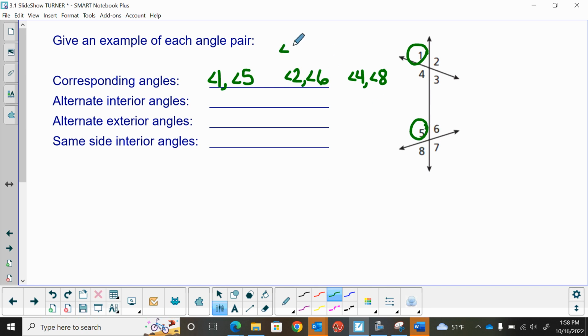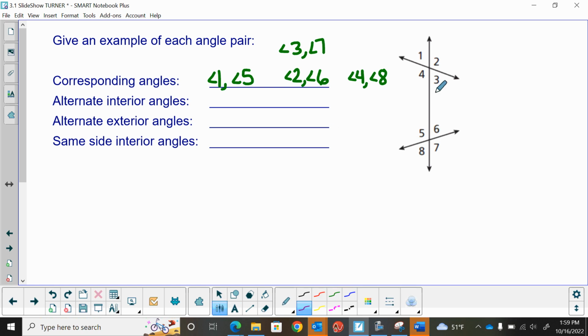Or what did I not do yet? 3 and 7. Okay, those are our 4 different pairs of corresponding angles. Okay, alternate interior. So focus on just the interior. So 3, 4, 5, and 6.